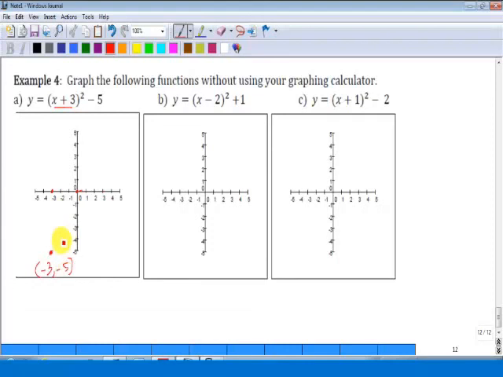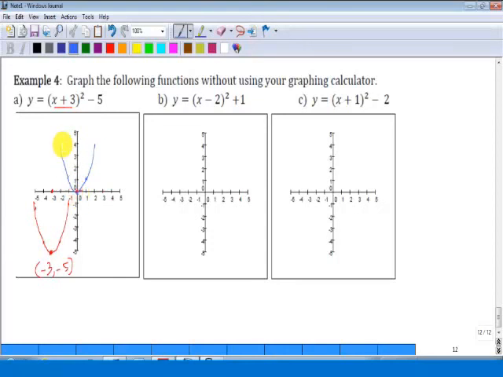And then if you can think of some other points, take the point 1, 1 and shift it 3 to the left and 5 down. Take the point 2, 4 and shift it 3 to the left and 5 down. Take -1, 1 and shift it 3 to the left and 5 down. And take -2, 4 and shift it 3 to the left and 5 down. Connect the dots with something that kind of looks like the parabola, y equals x squared. Like that. And then you've got it.